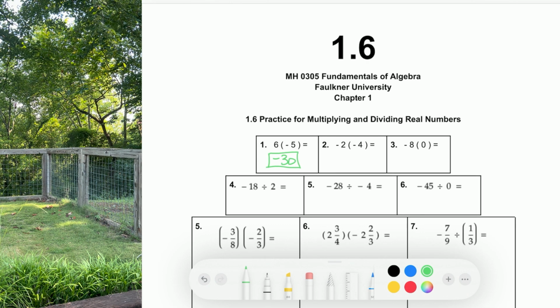Number 2, we have a negative times a negative, which means we'll have a positive answer. So we have a +8. Number 3, we have a -8 times a 0. We learned the 0 rule says anything times 0 is 0. So our answer for number 3 will be 0.